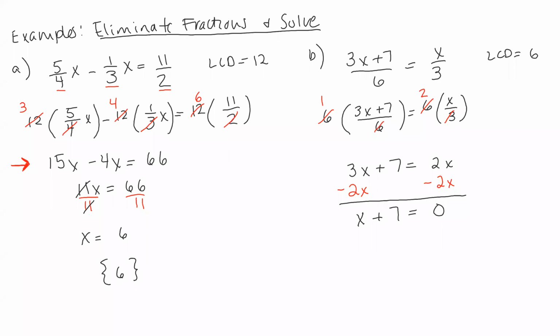Now I want to get my x all by itself, so I need to move the 7 to the other side. I do that by subtracting. The 7's on the left cancel. 7 minus 7 is 0. x plus 0 is just x. And then 0 minus 7 is negative 7. So our final answer here is negative 7.